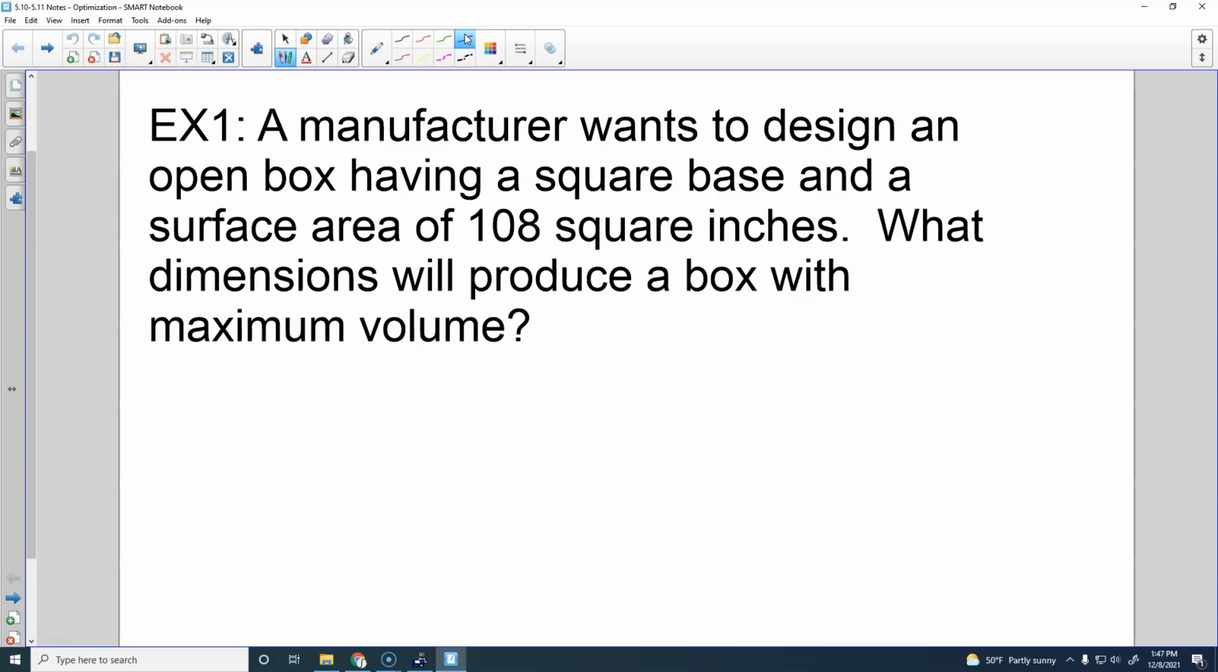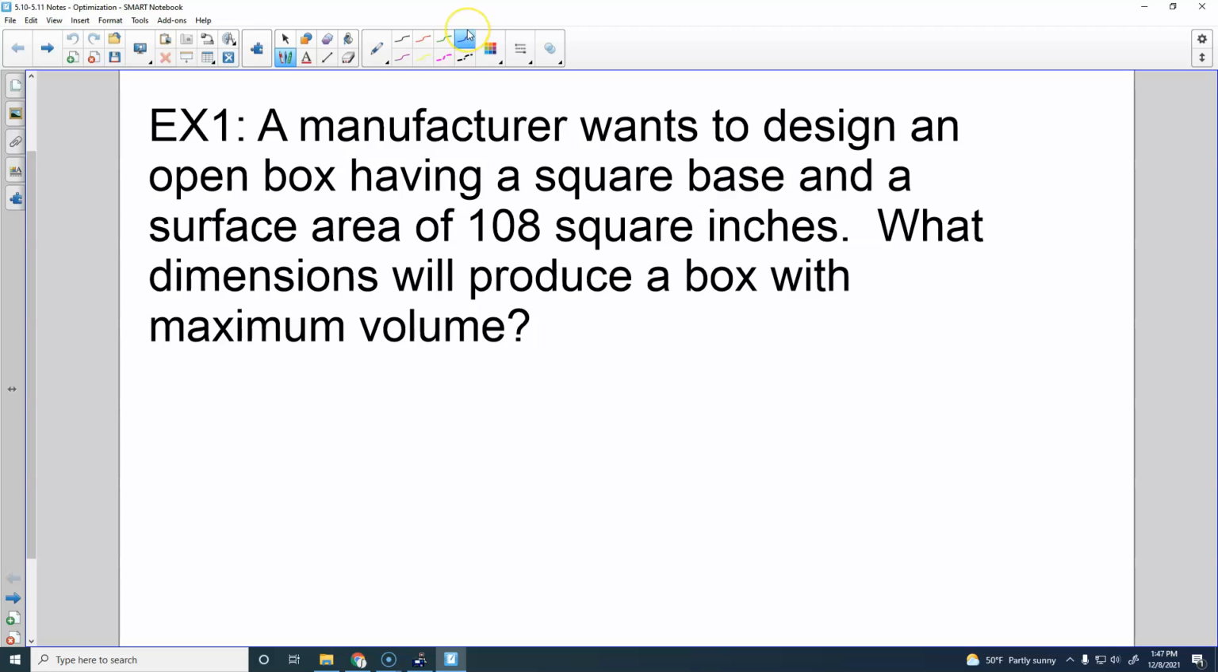Alright, so a manufacturer wants to design an open box having a square base. Guys, quiet and paying attention. A square base and a surface area of 108 square inches. What dimensions will produce a box with maximum volume?